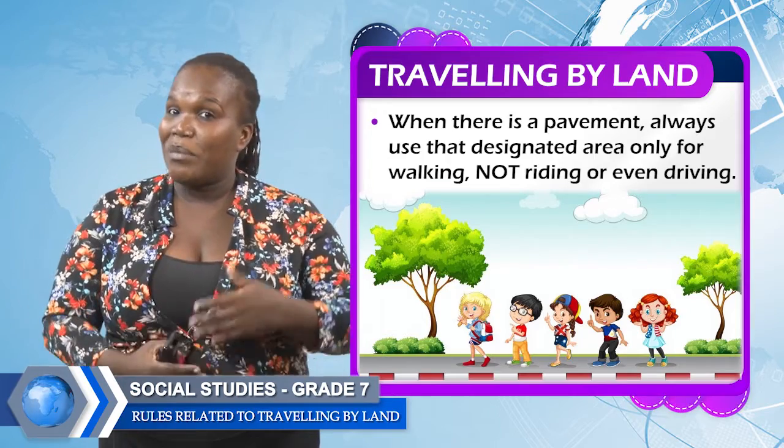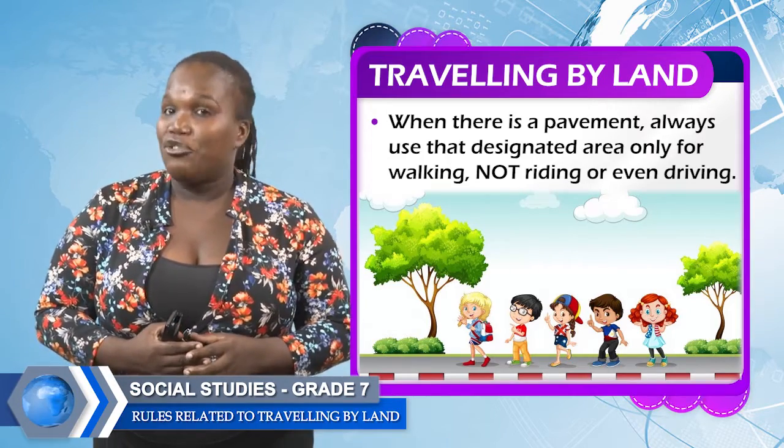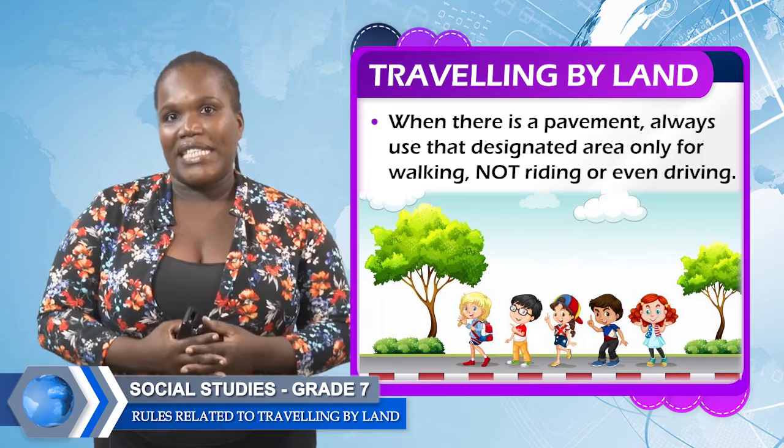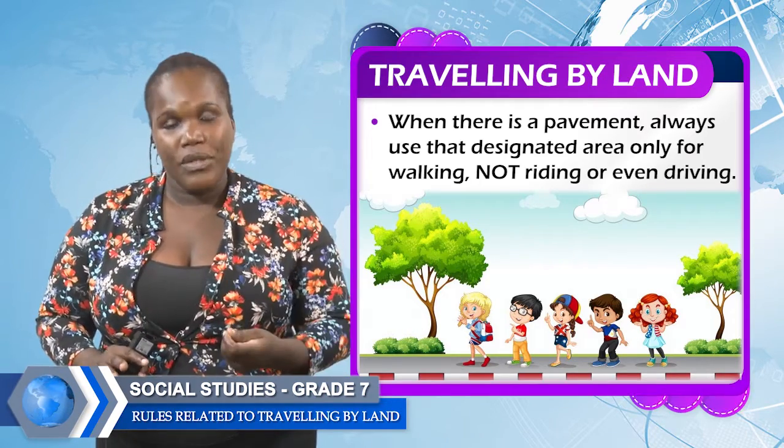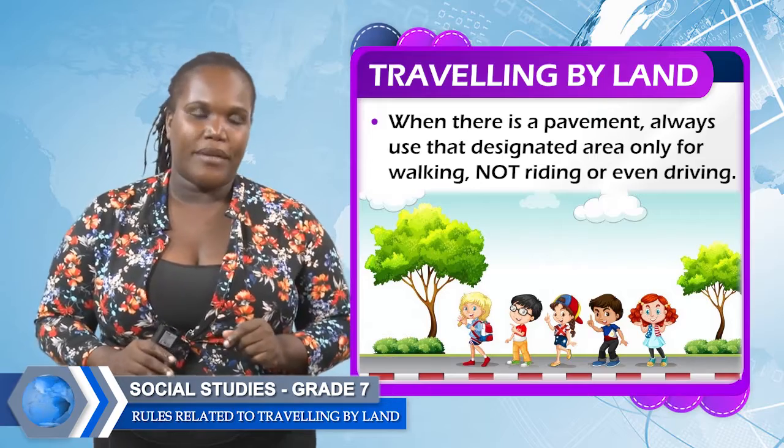3, when there's a pavement, always use that designated area for walking and walking only. Because sometimes we see people riding or even driving on these designated spaces. So whenever there's a pavement, only use them for walking.